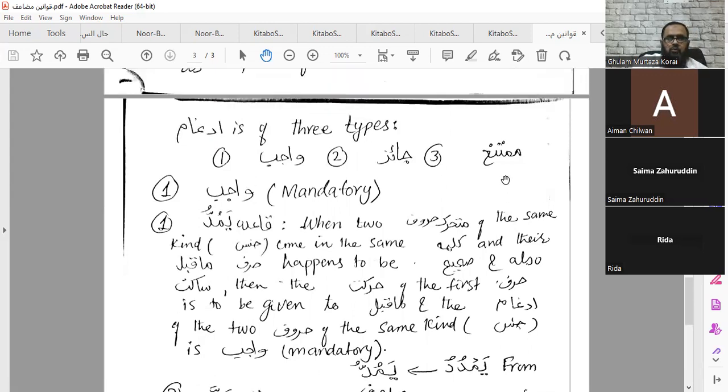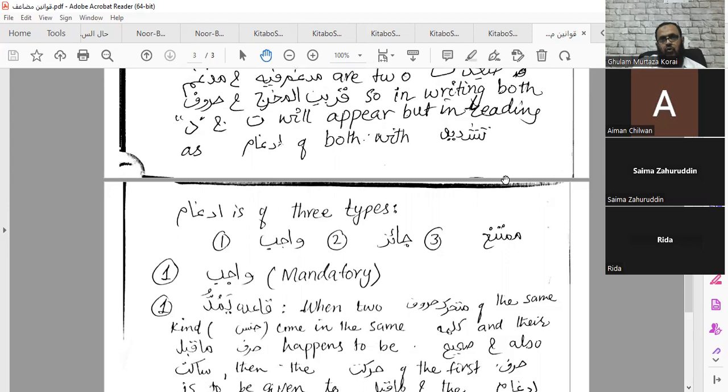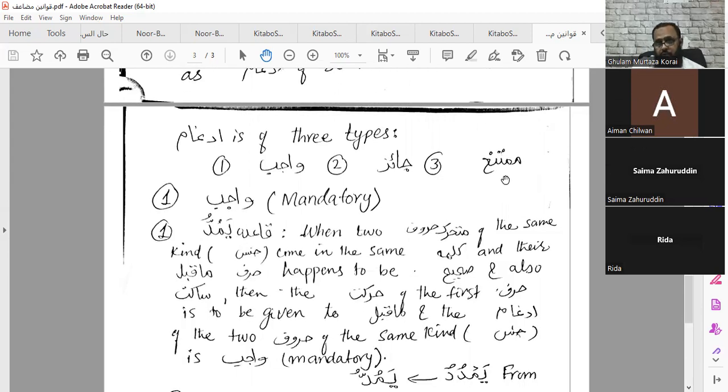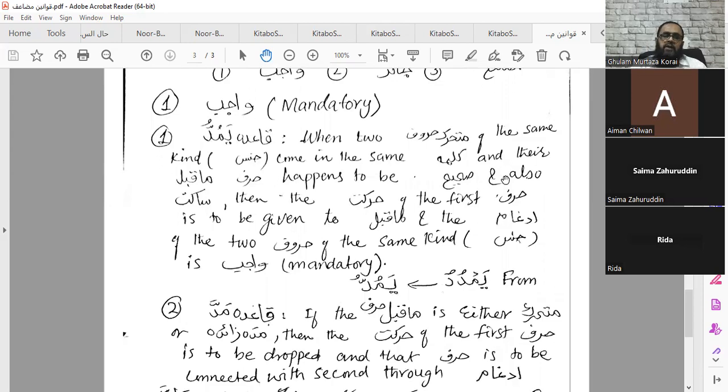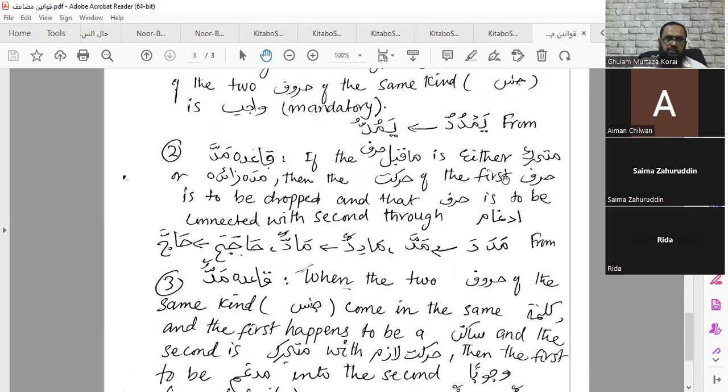So we are going to learn these rules of idgham, and they fall under three categories. Number one is wajib, mandatory. Number two is jaiz, that is permissible. Number three is mumtani', meaning prohibited. So when is idgham wajib? At what time does idgham become wajib? When it becomes wajib, we have three rules of wajib.